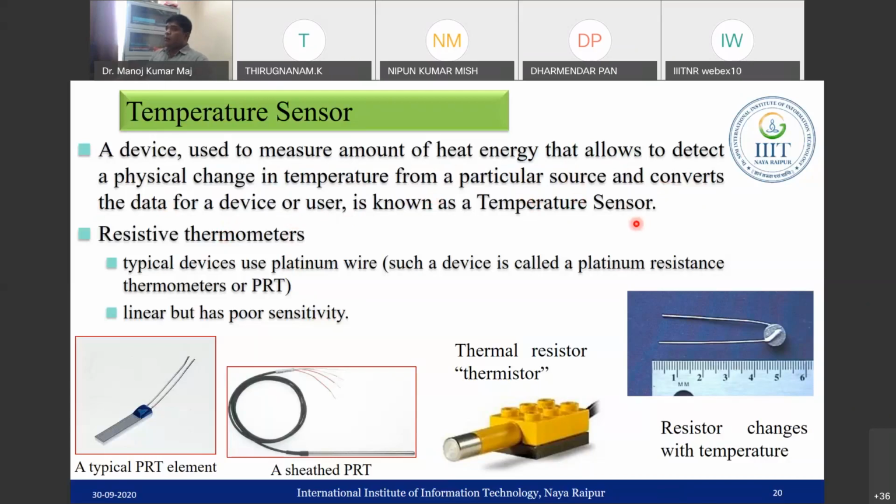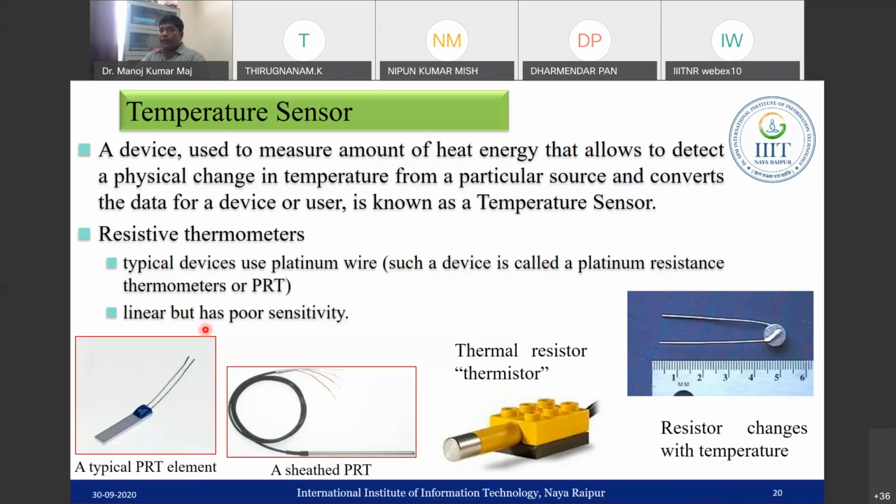So whenever some environmental change in temperature happens, it detects the temperature, and due to this the resistance value of the material changes, and that's why it can supply the data, in the form of voltage or current, to the device. A very well-known example is the resistive thermometer. In the case of resistive thermometers, we basically use platinum wire. So we can use platinum resistance thermometers, or PRT.